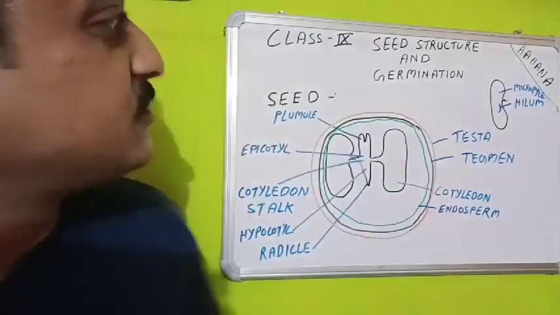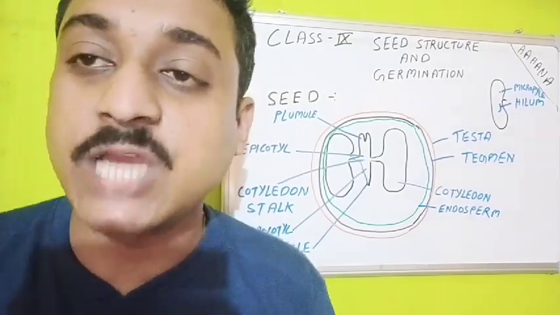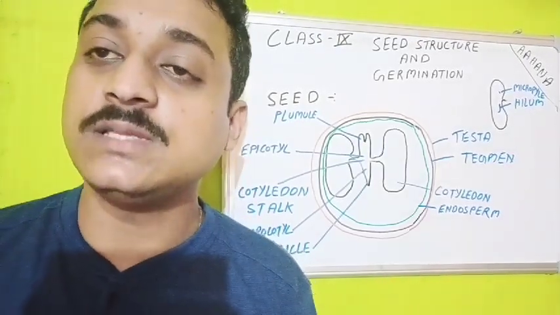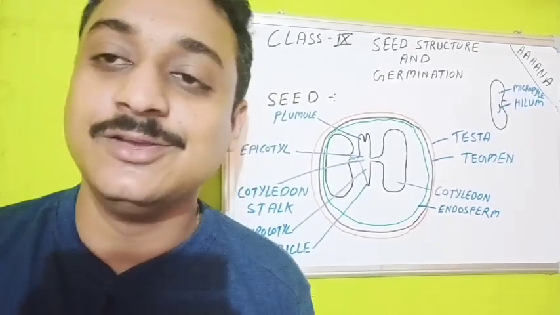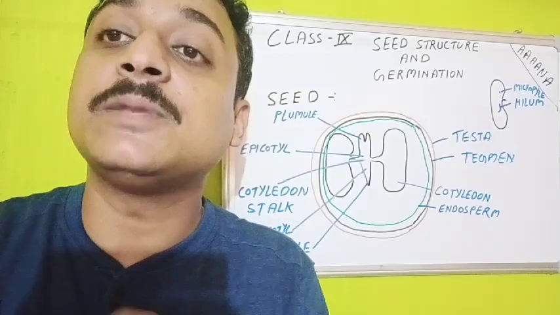Today this video is for class 9 seed structure and germination. So we are entering a new chapter, and the chapter is known as seed structure and germination. So what is seed? Seed is a mature ovule.